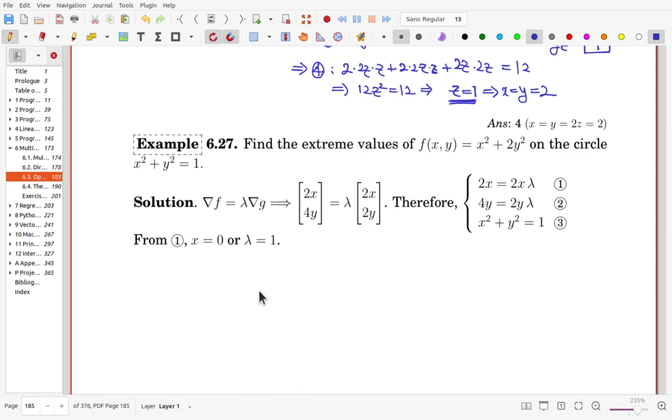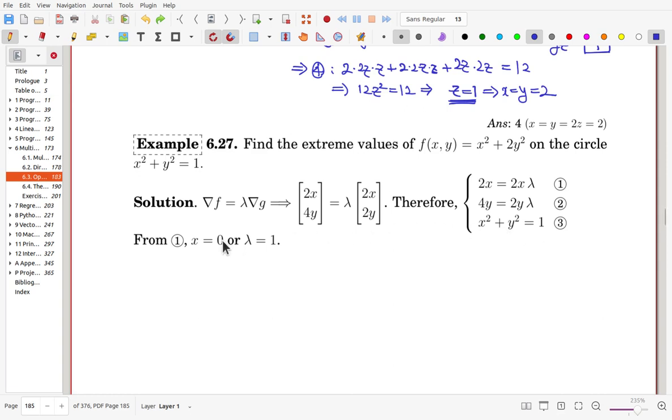Find the extreme value of f of xy equals x squared plus 2y squared on the circle. Now, this one is the constraint. That is the function. Again, we start with gradient of f is lambda gradient of g. So here we separate three equations: 2x is lambda 2x, and now 4y equals lambda 2y, and the constraint x squared plus y squared is 1.